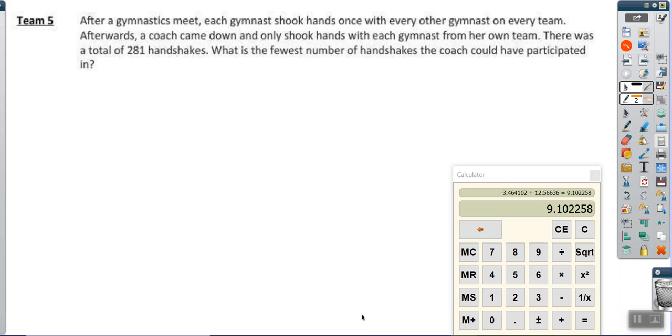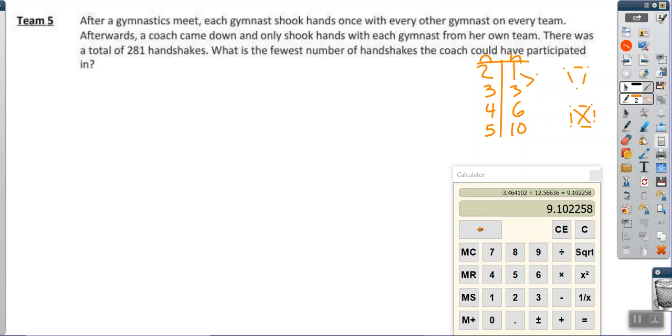All right, here we go. So let's look at it this way. If there are 2 total gymnasts, there's going to be exactly 1 handshake. So this is N for gymnasts, H for handshakes. If there are 3 gymnasts, that's going to give us a total of 3 handshakes. If we have 4 gymnasts, we're going to have 6. Oh, well, it's not linear, right? Let's do one more. 5, and we're going to end up with 10.